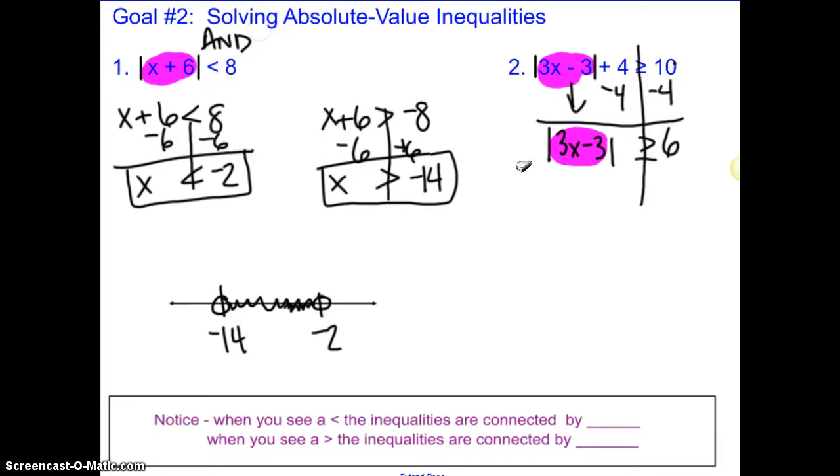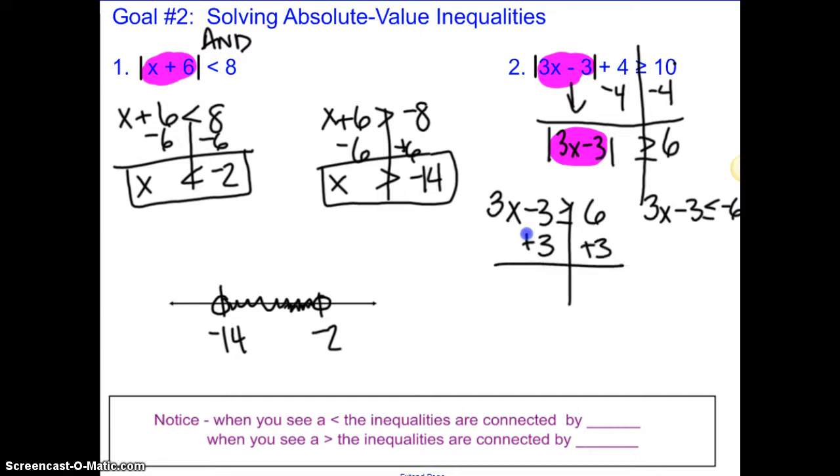So now I'm going to split it. I've got 3x minus 3. What's in here could be either positive 6, or what's in there could be negative 6. So the first one, the positive 6, I keep the sign as it is. Then this one, because I put a negative over here, I've got to flip the inequality. So you go ahead and solve. I'm going to talk through it. If you want to push pause and do it yourself, awesome.